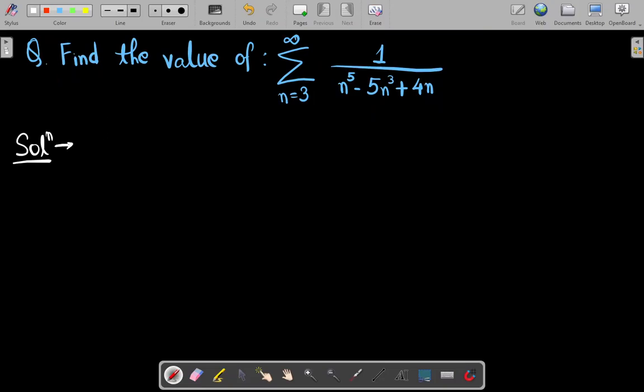Hello everyone. In this question, we are asked to find the value of the sum of n from 3 to infinity of 1 upon n raised to the power 5 minus 5n cube plus 4n. Okay, so this is an infinite sum. Usually such sums require some partial fraction and method of difference. Okay, so let us start.